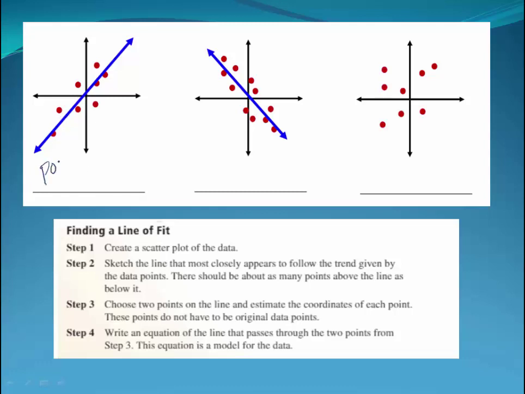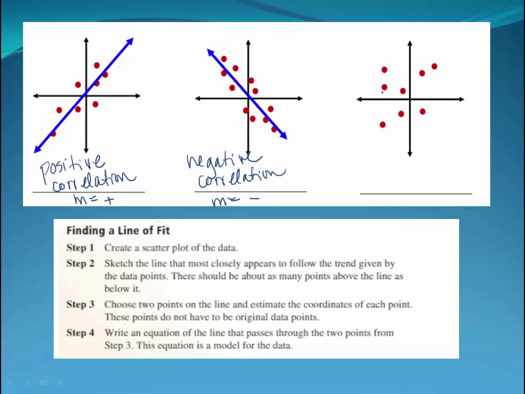We would call that a positive correlation, which just means that my slope would be a positive answer. If you look at this one, as you're going from left to right, the red dots are getting lower and lower. We call that a negative correlation. And that means that my slope would be a negative answer.